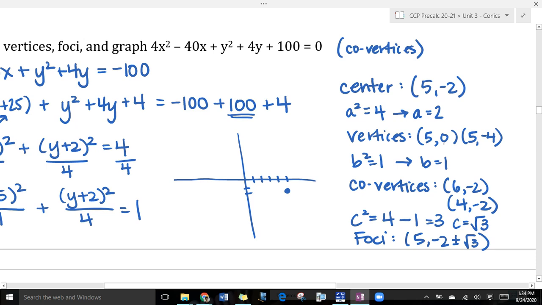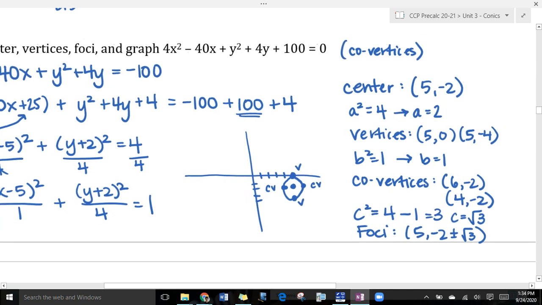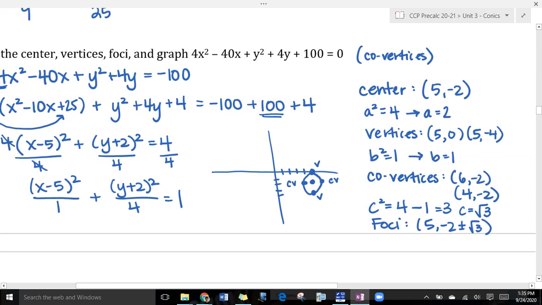Vertices were moved 2 up and 2 down. So we went to 5, 0, and 5, negative 4. Those are our vertices. Co-vertices went 1 to the right, 1 to the left. So 6, negative 2, and 4, negative 2 for our co-vertices. And you can see this is just a tiny little ellipse there. It's almost circular, tiny little ellipse. And then we could plot the foci in there if you wanted to. So that is how you take the general form of an ellipse and convert it to standard.